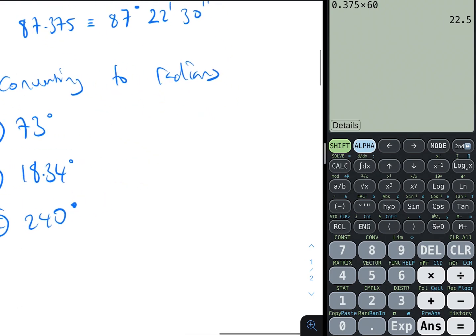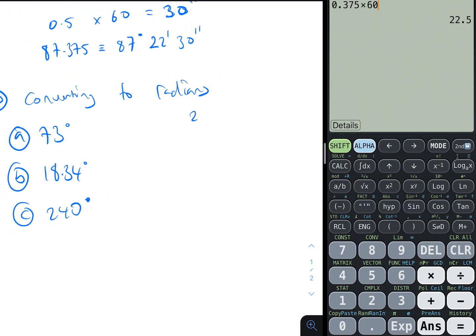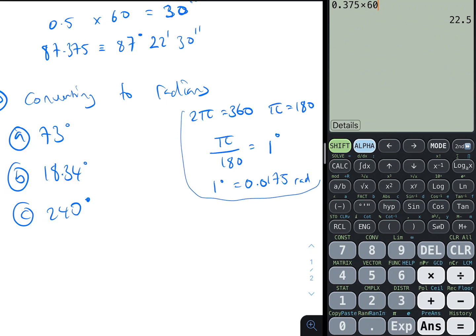When we're converting to radians, the thing to think about is that 2 pi is equal to 360, so pi is equal to 180. So pi divided by 180 is equal to 1 degree, and 1 degree is equal to 0.0175 radians. The more you do that, you'll start to just memorize this bit. If you're unfamiliar with that, go back and watch the other videos again. It's always good to refresh yourself.